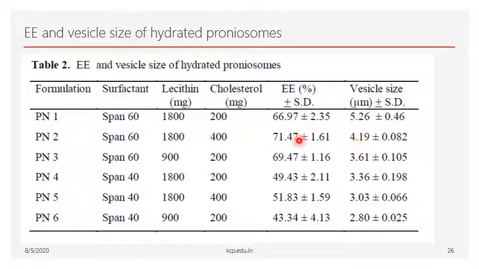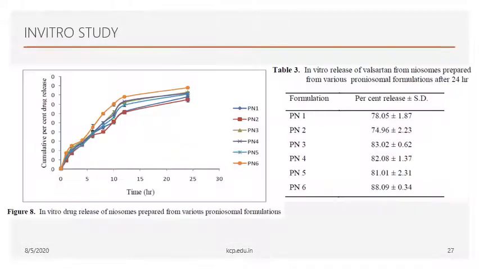So these are the overall results of entrapment efficiency and vesicle size. And this is the result of in vitro drug release. You can see that PN6 is the last formulation, which gives 88% drug release in the in vitro drug release studies. So from this research you can consider PN6 the best formulation, I think.